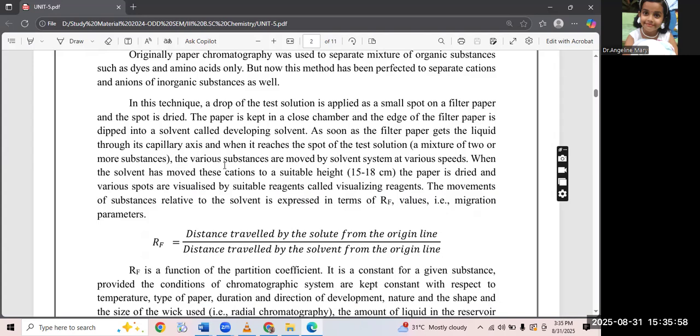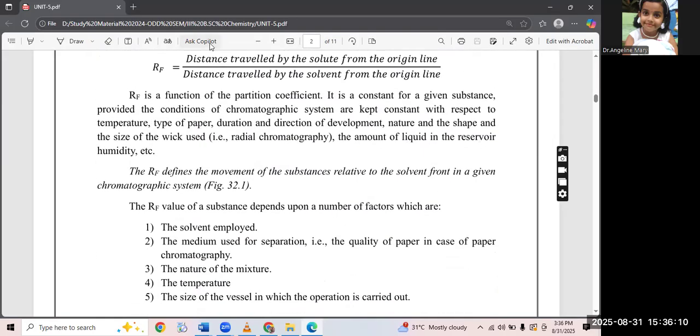The movement of the substance relative to the solvent is expressed in terms of RF. RF is nothing but the retention factor. So what is the formula used for the retention factor? It is the distance traveled by the solute from the origin line divided by the distance traveled by the solvent from the origin line.